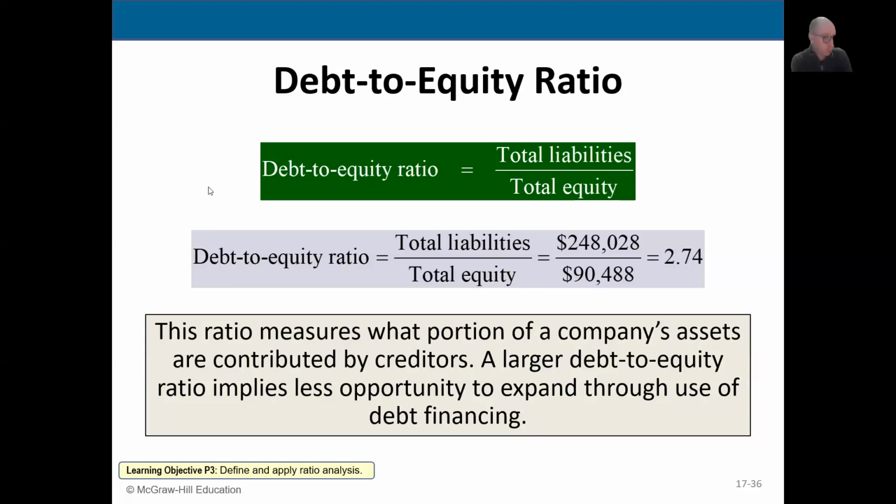The debt to equity ratio is something that a bank would probably look at in order to understand the relationship between debt and equity, the riskiness of issuing a loan to a business. So debt to equity ratio, we take total liabilities divided by total equity. Very straightforward.